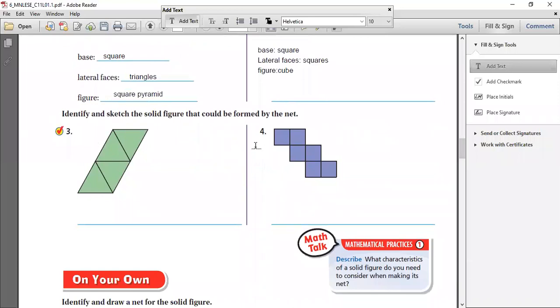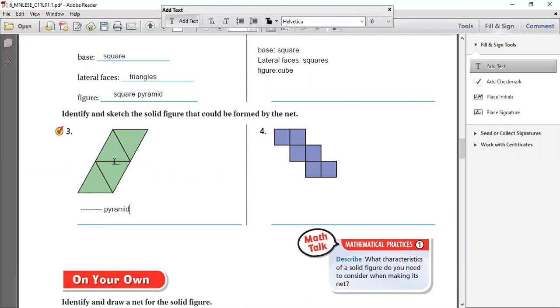Okay, so let's move on to question number 3. Identify and sketch the solid figure that could be formed by the net. Now, I'll make you write the name, okay? You don't need to draw the picture. So let's first find out what kind of solid figure is this. Now, there are 4 triangles, 1, 2, 3, 4. So which means the base is a triangle and the face is also triangles. So if the base is a triangle, what is that going to be? It's going to be something and then pyramid, right?